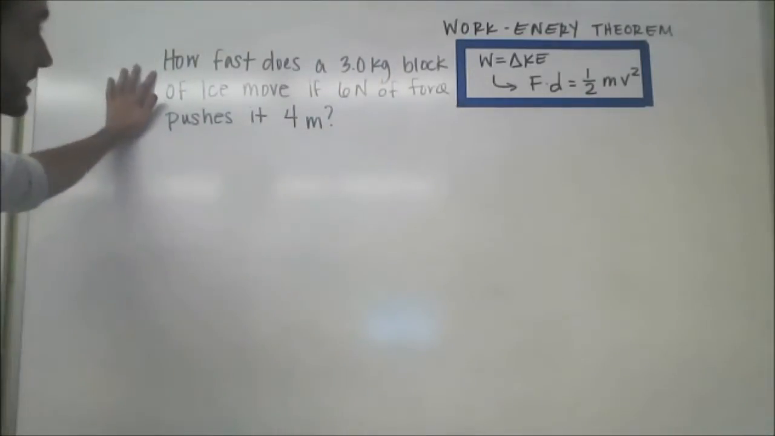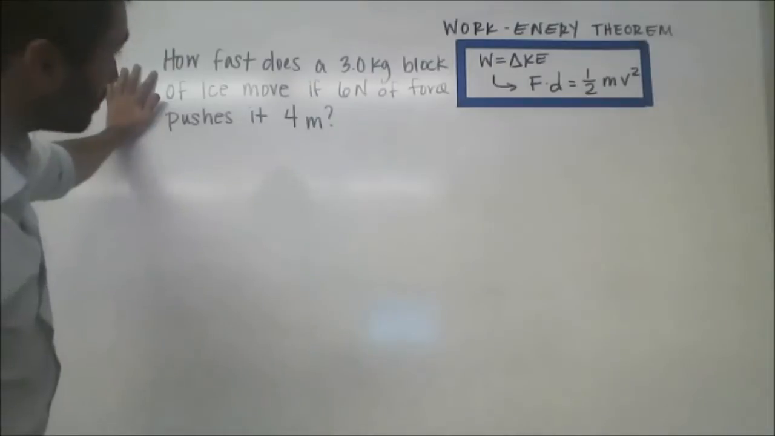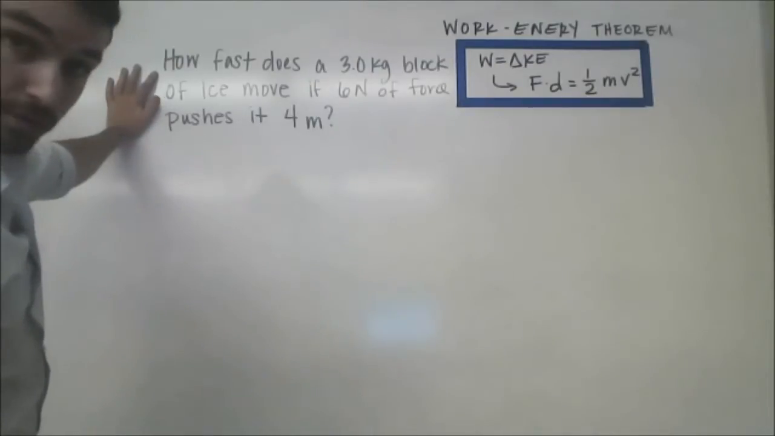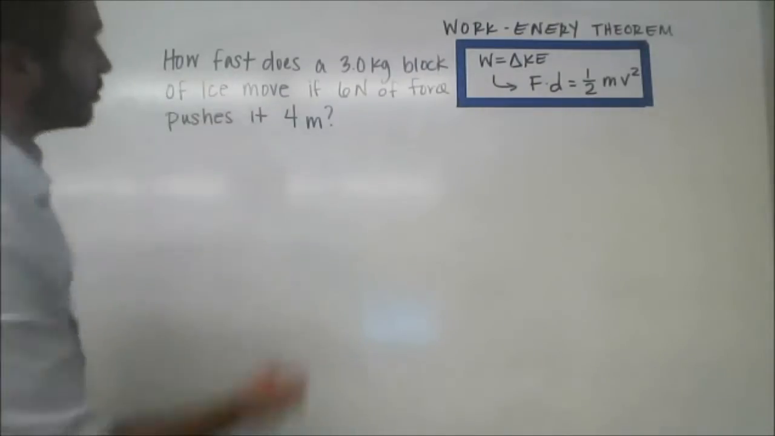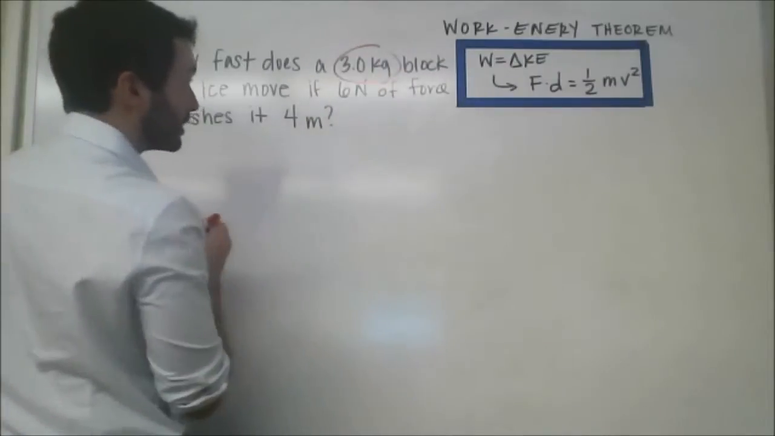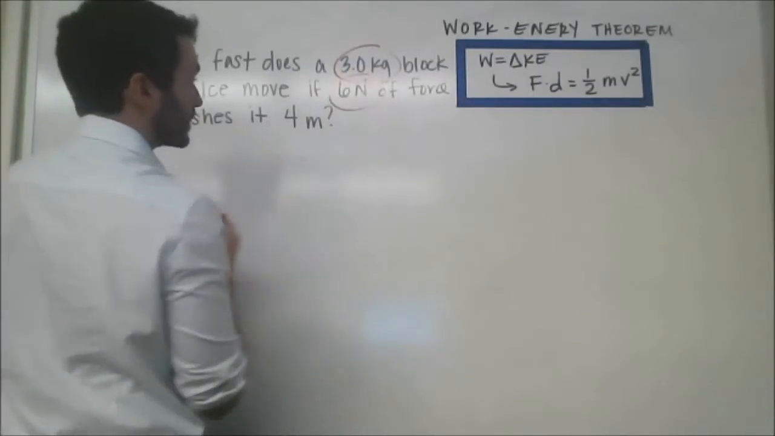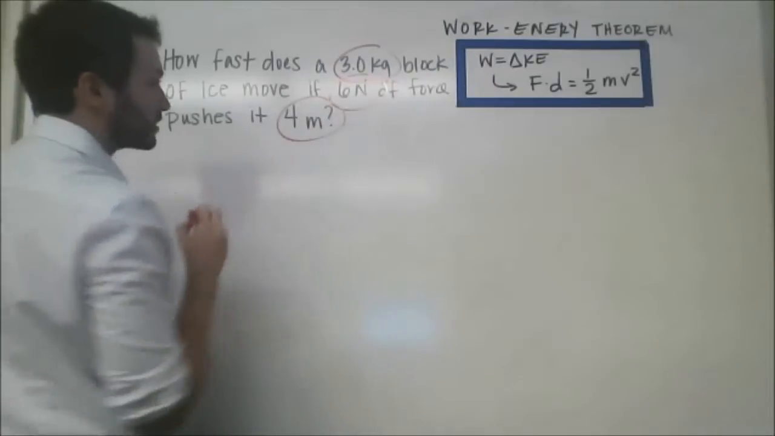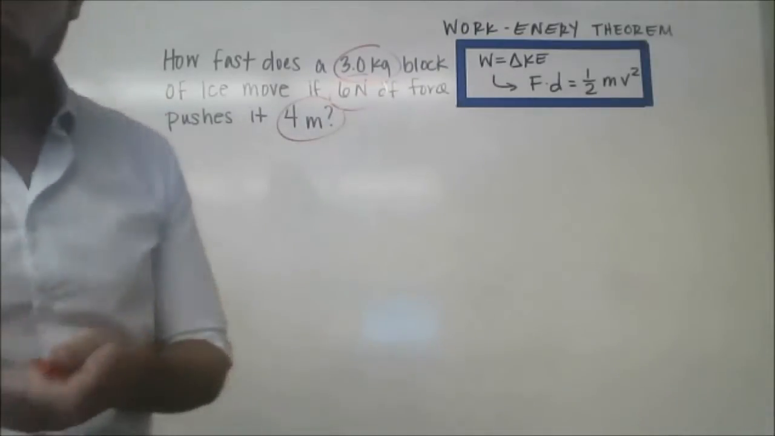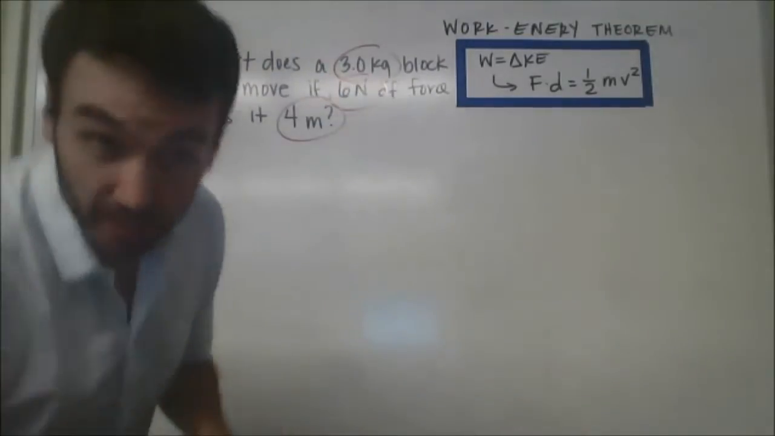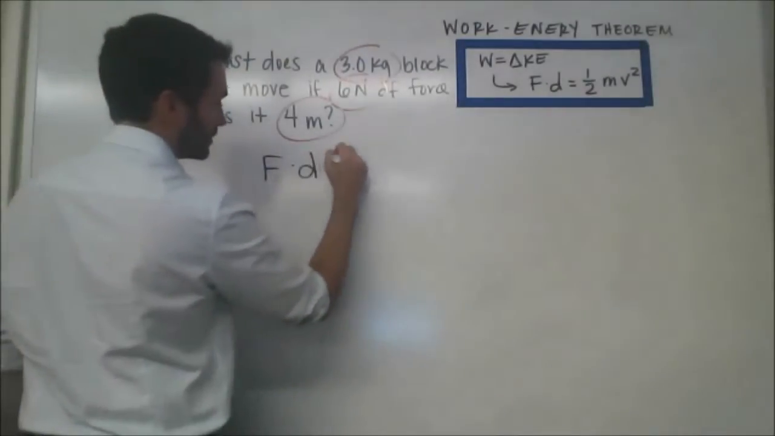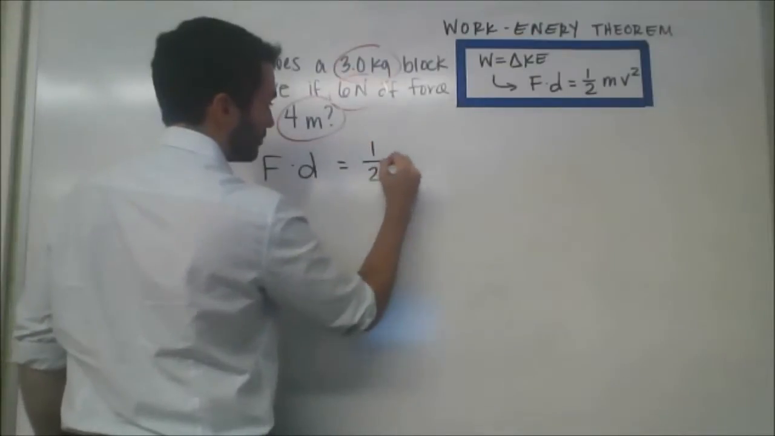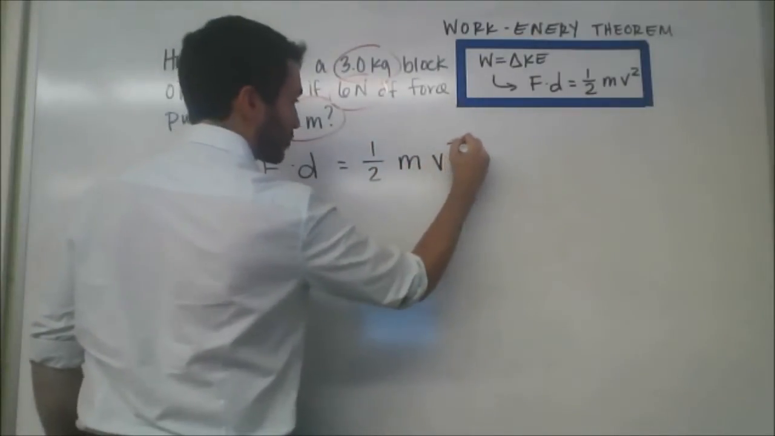So, how fast does a 3.0 kilogram block of ice move if 6 newtons of force pushes it 4 meters? Okay, so we're looking for a speed. What do we know? We know that it has a mass of 3 kilograms, it has a force of 6 newtons, and it has a distance of 4 meters. Okay, well, let's take care of this. So, force times distance is equal to 1/2 mass times velocity squared.